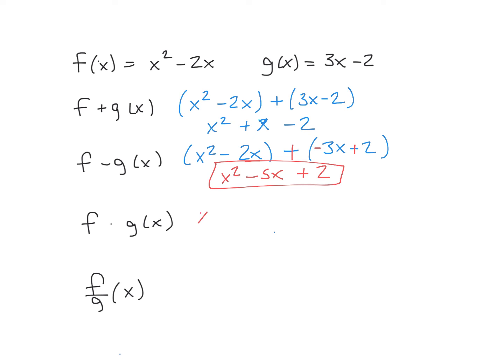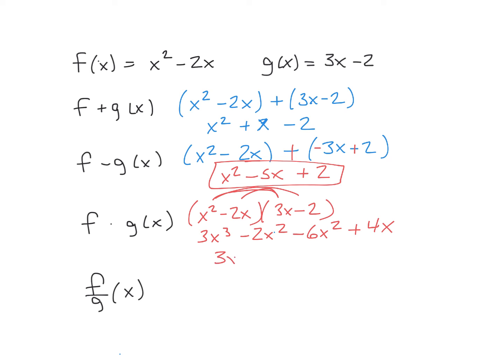Multiplication. So I've got x squared minus 2x times 3x minus 2. Here's another case where you've got two binomials, so we could use just the FOIL method. So I've got 3x cubed minus 2x squared minus 6x squared as my inside terms plus 4x. Combine like terms. And there's my product.